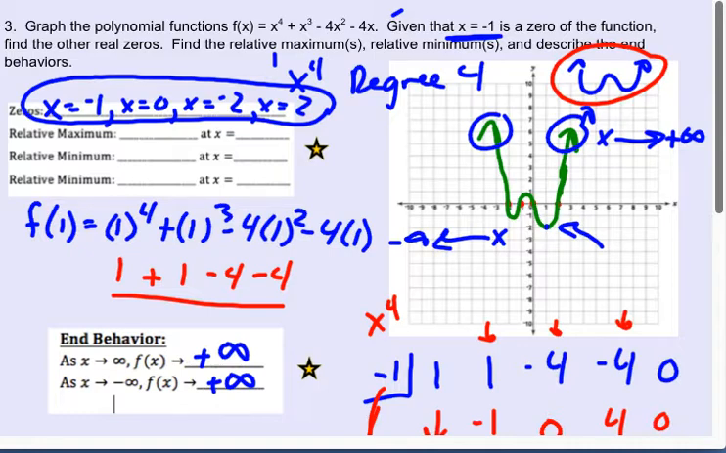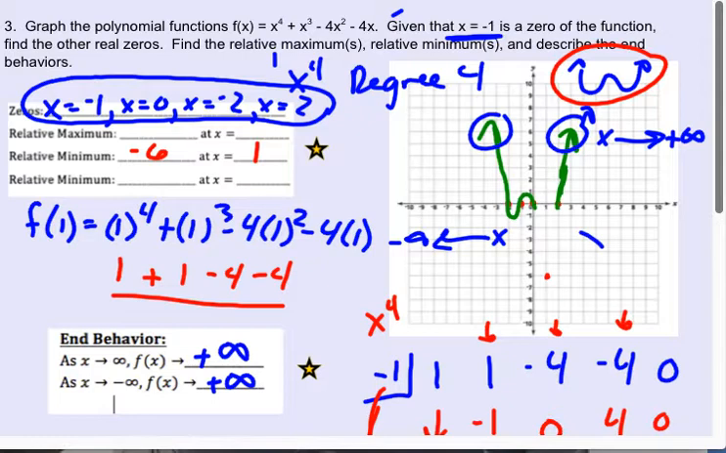So really, we should have a point at 1, negative 6. 1, 2, 3, 4, 5, negative 6 right down there. So one of my relative minimums is at x equals 1 and negative 6.